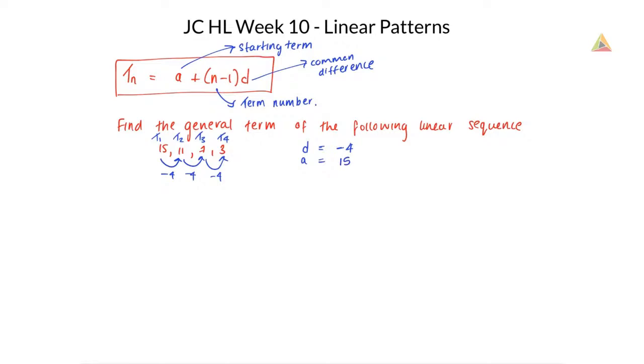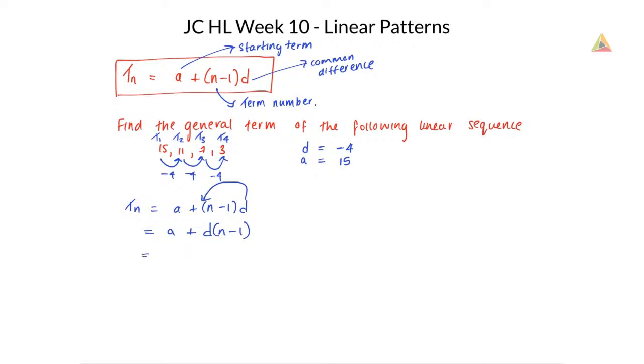Now we're literally going to plug this into the formula. So Tn is equal to a plus n minus 1 by d. What I like to do here, I think it makes it a lot easier, is bring the d in front, because you're multiplying d by n minus 1 anyway. So I bring it in front and I put n minus 1.